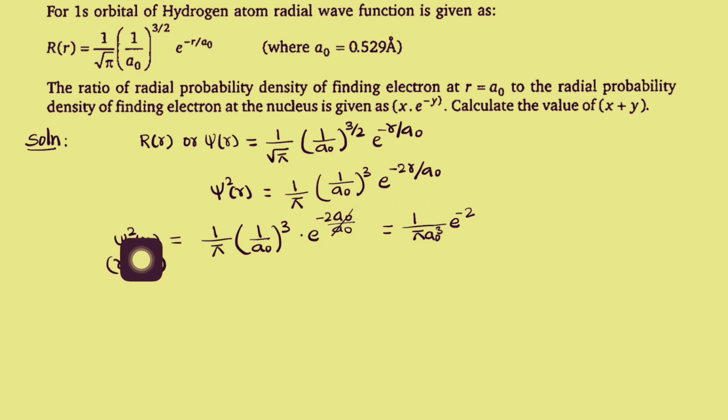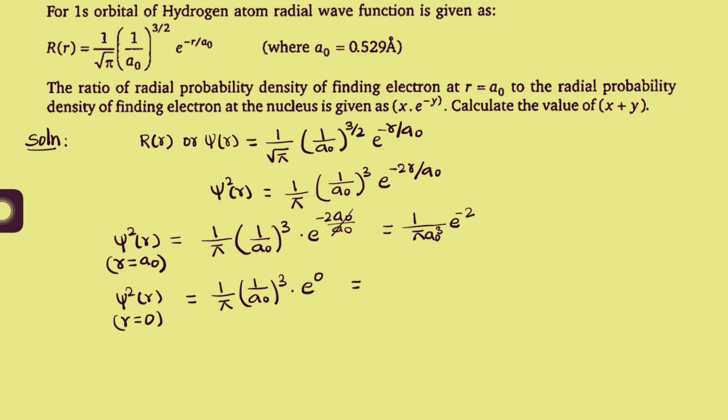Similarly, we will find psi of R at R equal to 0, because that is nucleus. Okay, so nucleus, that is distance is 0, because we take R from the nucleus itself. So if the nucleus is the starting point, R will be 0, and we'll put the value of R equal to 0 in this expression. Okay, so this expression will become 1, and this will be only left. So we'll be getting this.